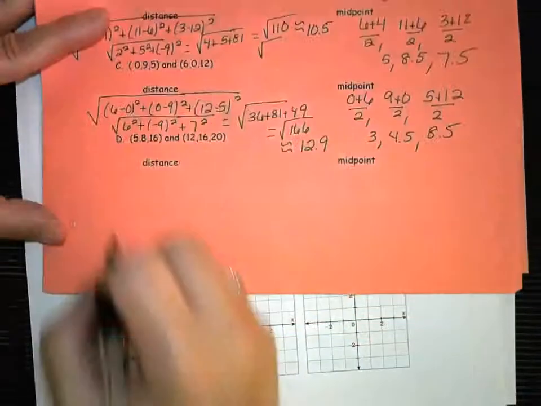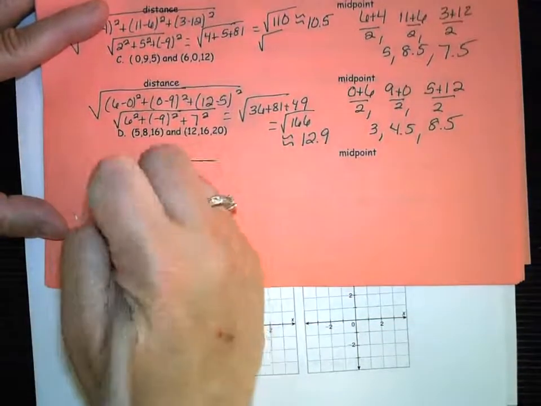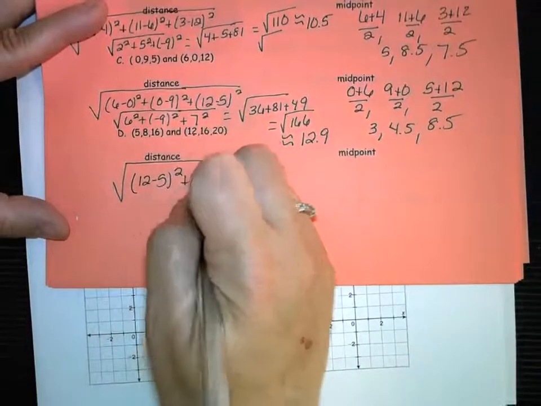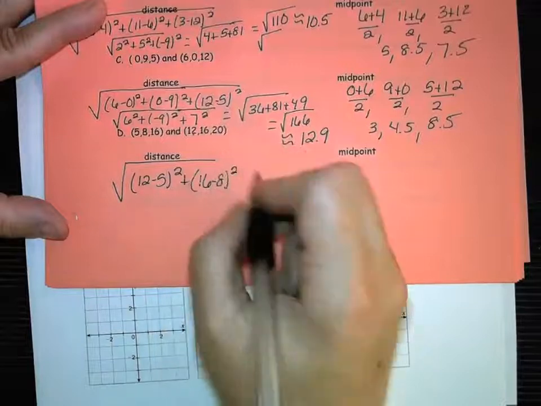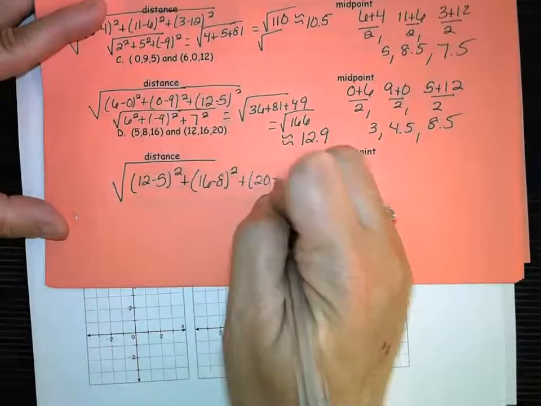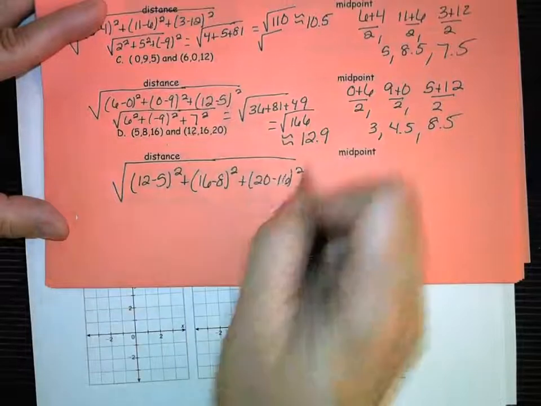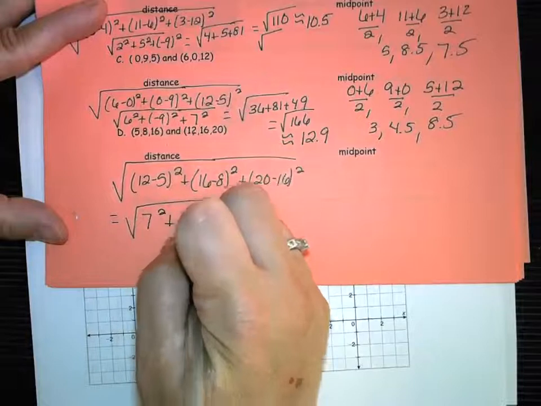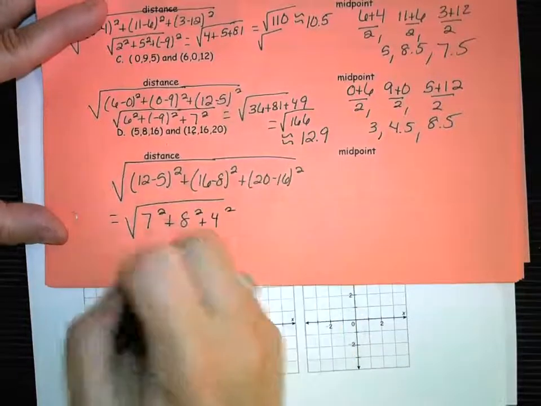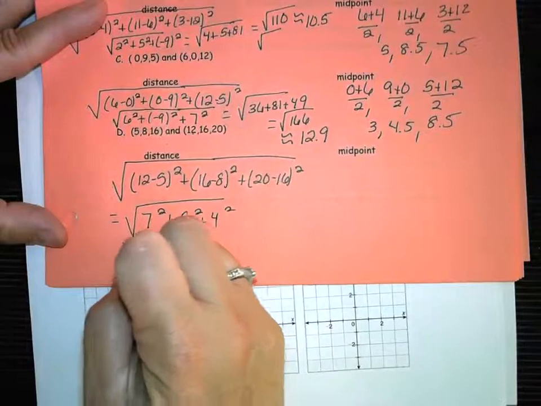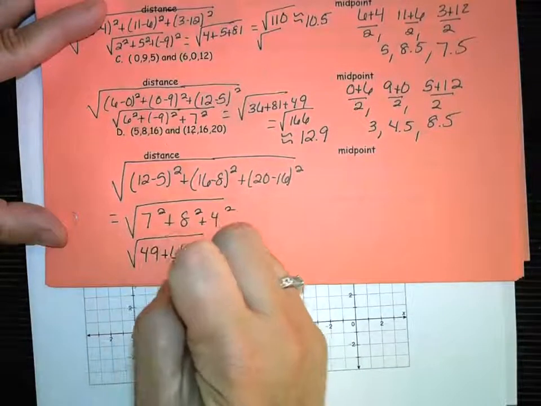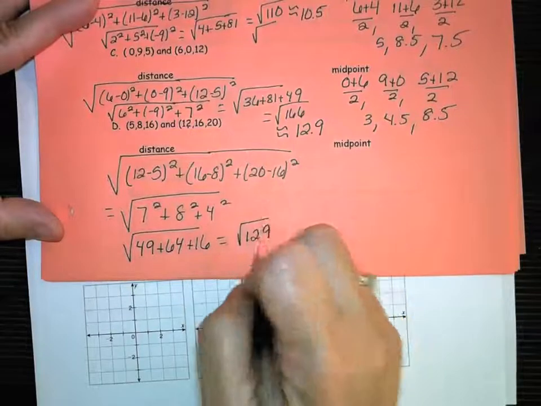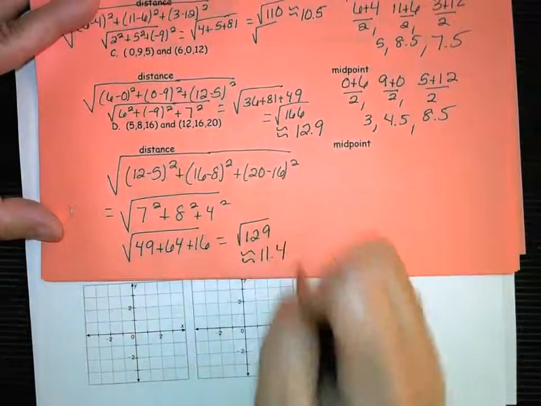And the last one, 12 minus 5 squared, 16 minus 8 squared, and 20 minus 16 squared. 7 squared, 8 squared, 4 squared becomes 49 plus 64 plus 16, which is the square root of 129, which is 11.4.